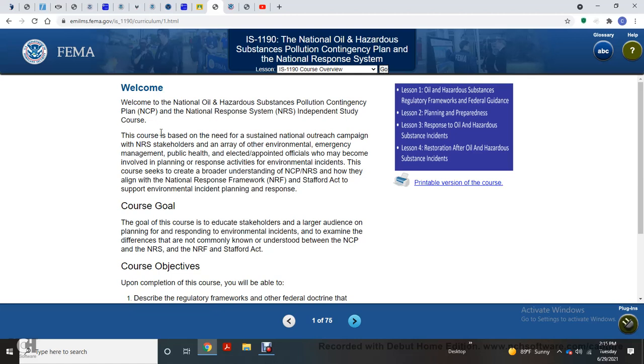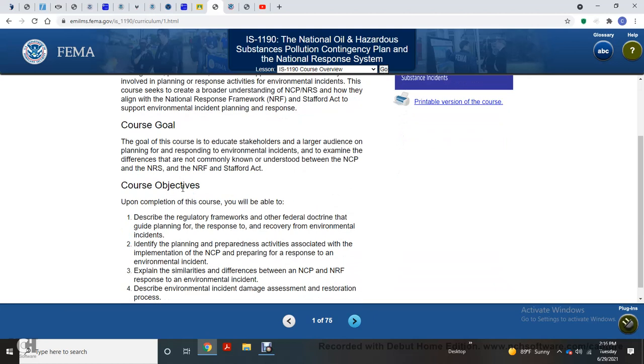This course is based on the needs identified through a national outreach campaign with the National Response System stakeholders, including environmental emergency management, public health, and elected and appointed officials who may become involved with the planning and response activities of environmental incidents. This course seeks to create a broader understanding of the National Contingency Plan, the National Response System, and how they align with the National Response Framework and the Stafford Act to support environmental incident planning and response.